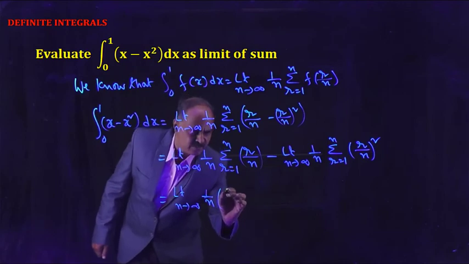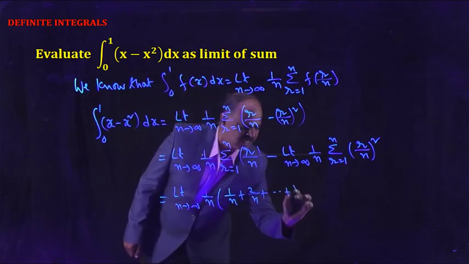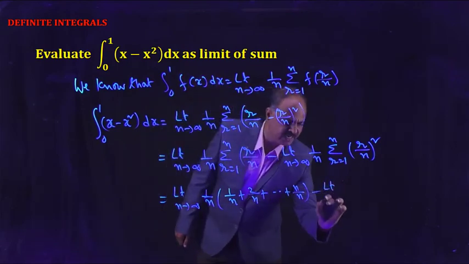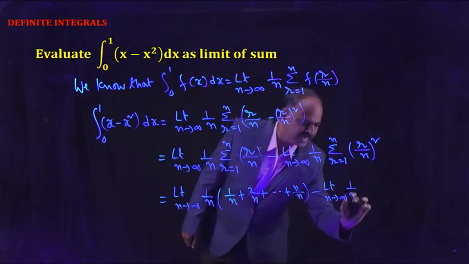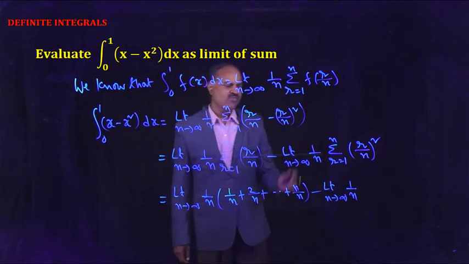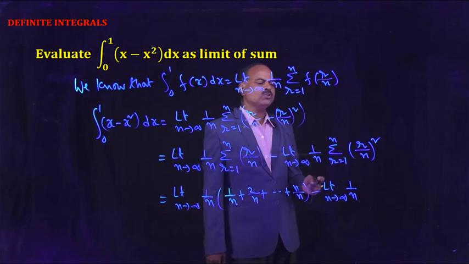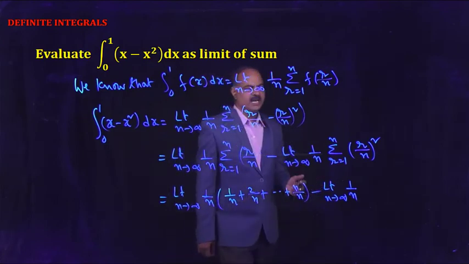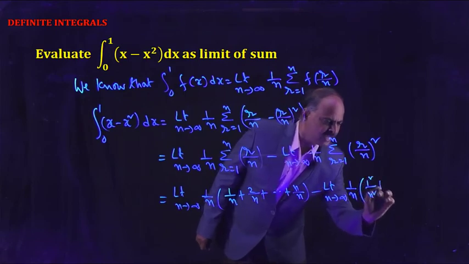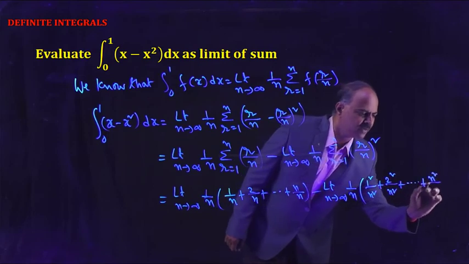So here this can be written as 1 by n plus 2 by n plus and so on plus n by n. Minus limit n tends to infinity 1 by n into sigma r equal to 1 to n r by n whole square. If r equal to 1, this is 1 by n whole square. If r equal to 2, 2 by n whole square. If r equal to n, that is n by n whole square. Now this can be written as 1 square by n square plus 2 square by n square plus and so on plus n square by n square.